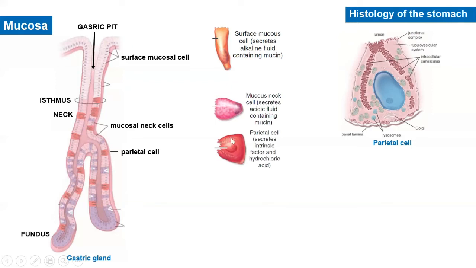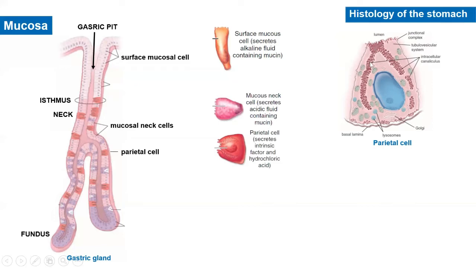They are highly eosinophilic and contain a single, centrally placed nucleus. Their shape is rounded or pyramidal. The cytoplasm is intensely eosinophilic due to the presence of abundant mitochondria. These mitochondria are responsible for the pump of hydrogen ion, and hydrogen ion is formed from water and carbon dioxide, and this hydrogen ion along with chloride ion forms hydrochloric acid, which is secreted throughout the lumen.